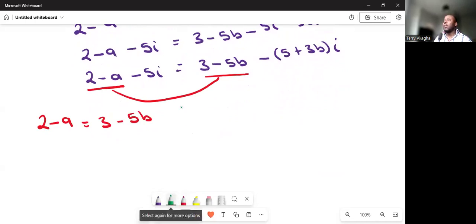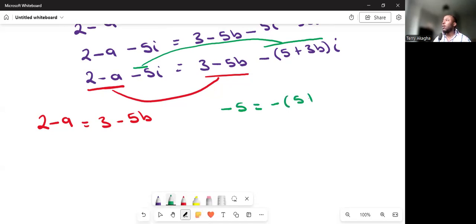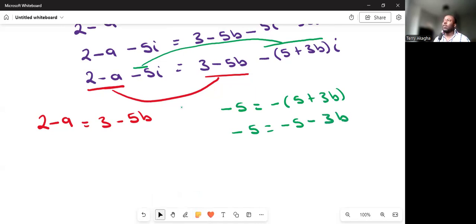Now we can also do this as well. The imaginary part has to be the same. So minus 5 must be equal to minus, in bracket, 5 plus 3b. So minus 5 must be equal to minus 5 plus 3b. And if you want to open this, it's going to be minus 5 is equal to minus 5 minus 3b. Okay? So if you want to do it that way, you will get something like that.